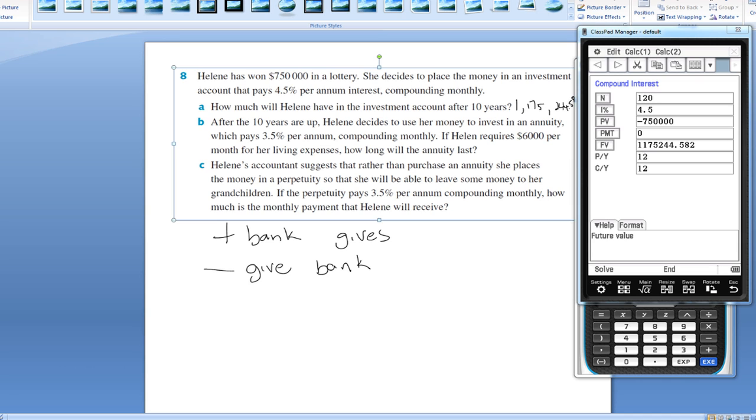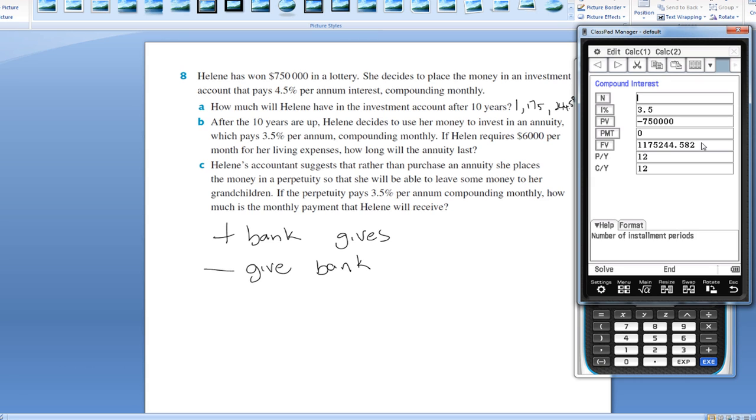And what she's doing is she's going to take $6,000 per month for her living expenses. We want to know how long this annuity will last. Okay, so let's modify this, 3.5. The number, that's what we don't know. That's what we're trying to find out.